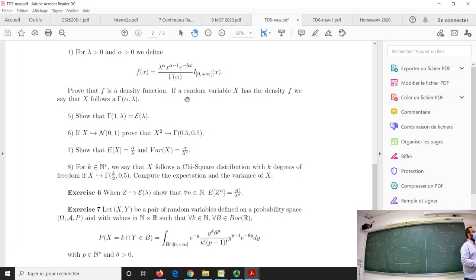And typically, taking alpha equal to 1 and lambda, I recover that the expectation and the variance of an exponential is 1 over lambda squared. So it means that if you know the formula for the gamma, you will know it for the exponential, so you don't have to know the exponential. In fact, it's just a special case of the gamma.